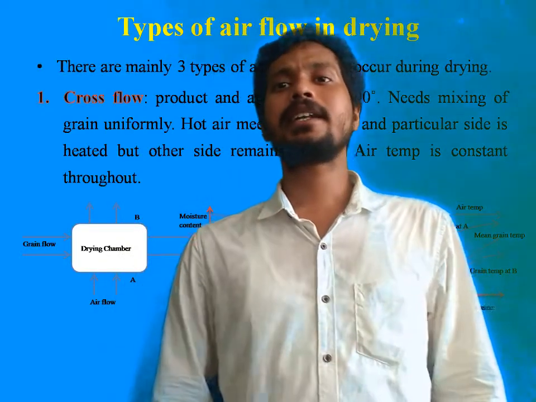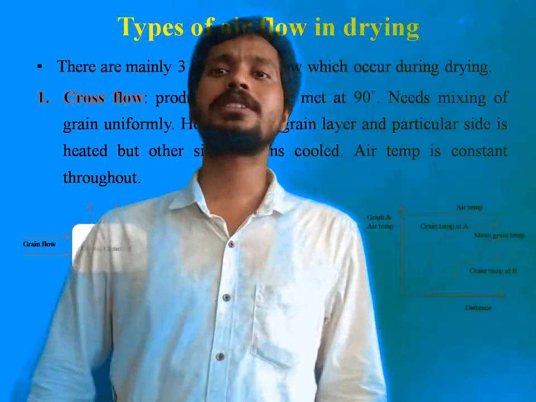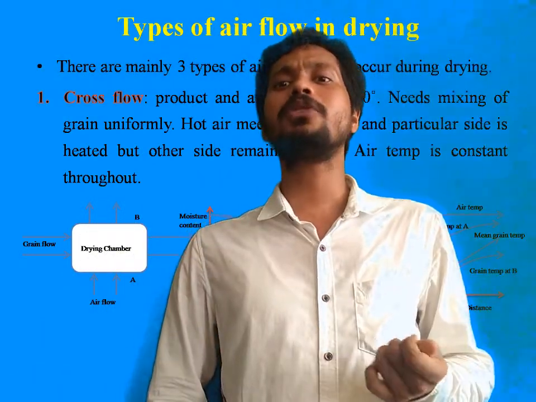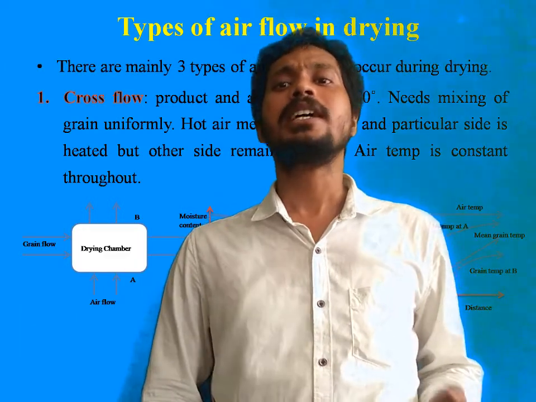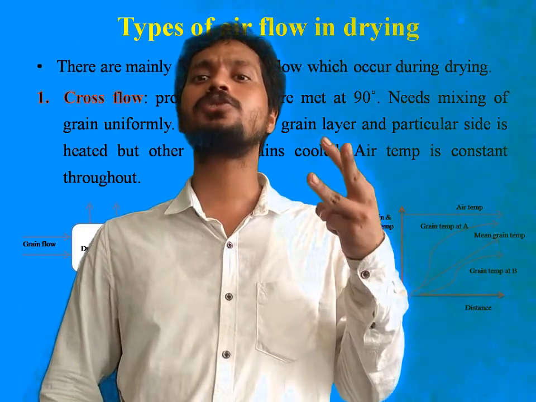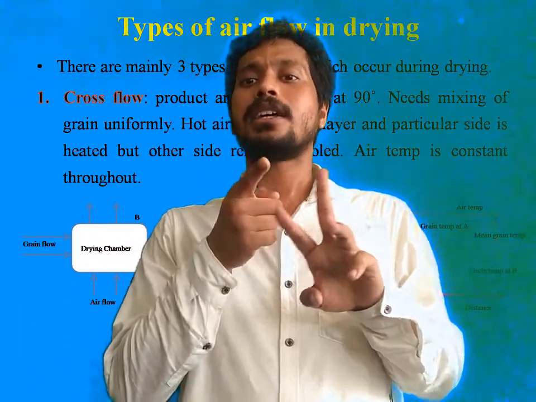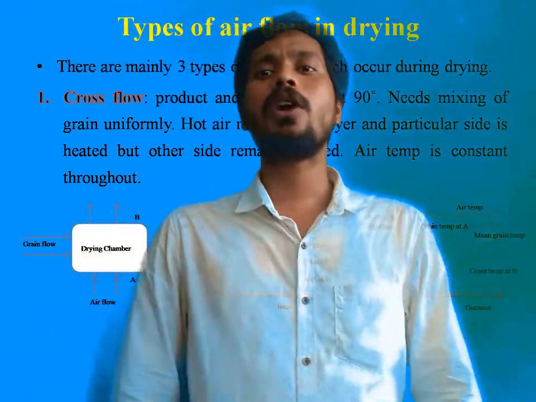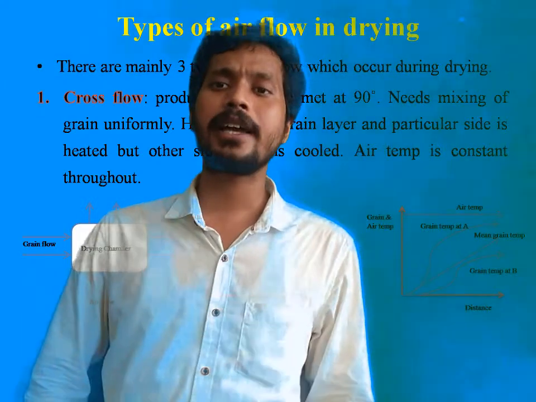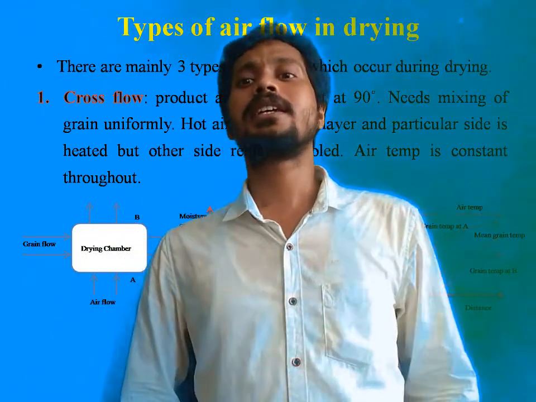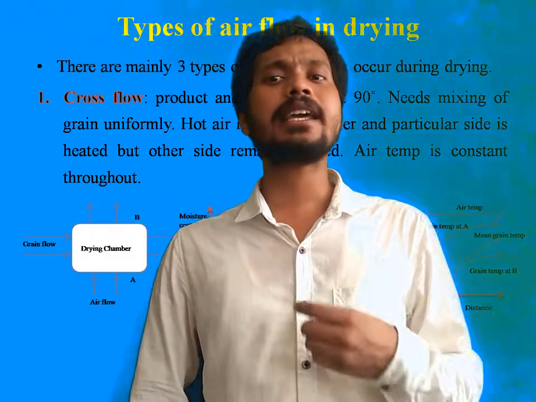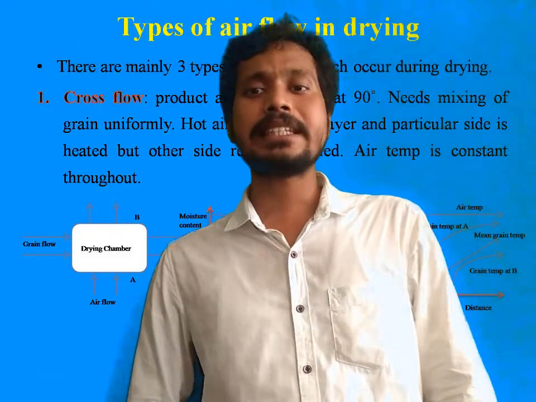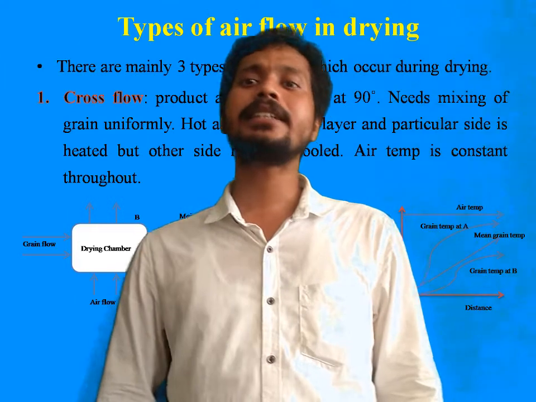Next, there are types of airflow. Depending on the types of airflow in drying, we can classify the drying process. There are mainly three classifications: co-current, counter-current and cross flow. By name you can already picture it. Cross flow means the grain and the drying air both pass at 90 degrees.